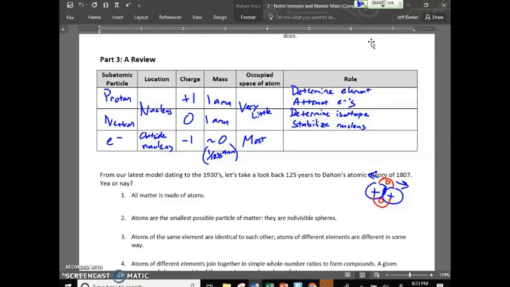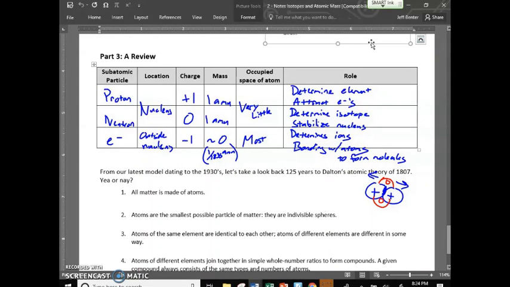And lastly, the electron here determines your ions. It's also responsible for bonding with other atoms, too, to form molecules. And we'll talk a lot more about that later in the year. Okay. Alrighty then.